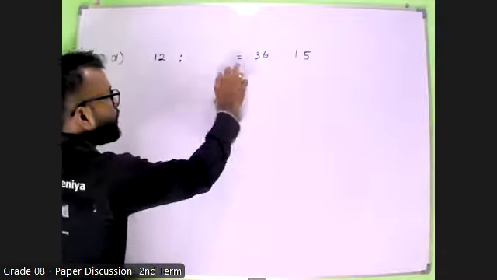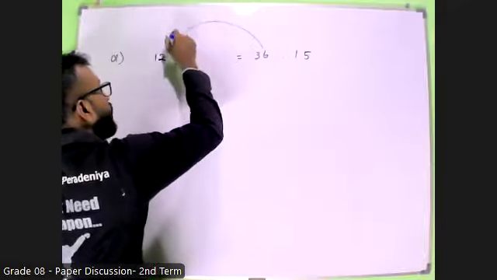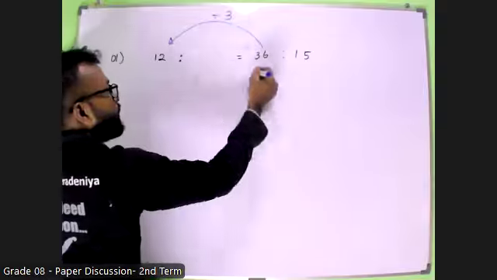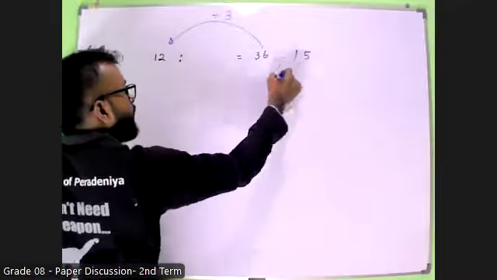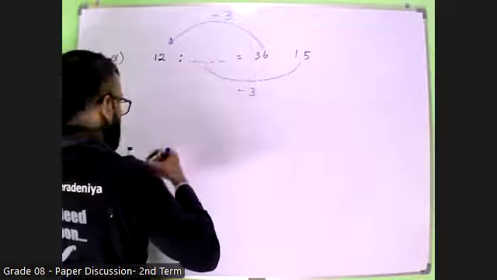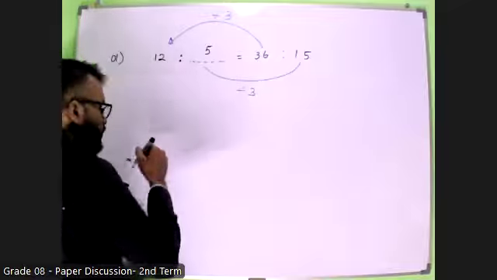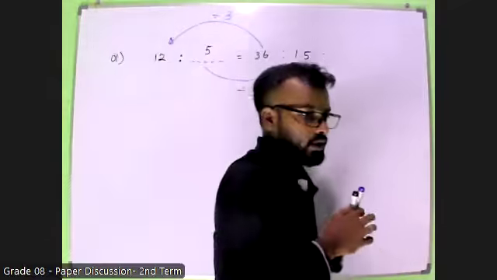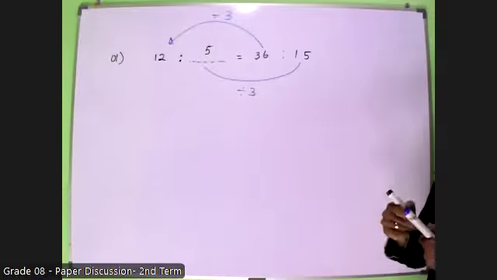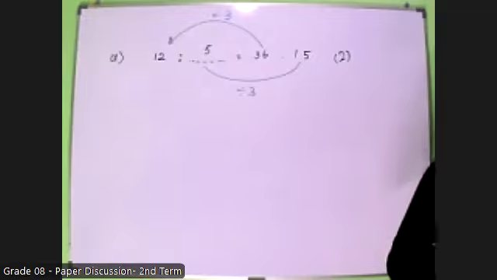Here you have 12, here you have 36. By looking at this, how do you obtain 12? By using the 36, divide by 3. So you have to divide 15 by 3 also if you want to obtain the answer for this one. 15 divided by 3, so your answer should be 5. If you have the correct answer, you will get 2 marks. So 2 marks will be allocated to this one. Okay.